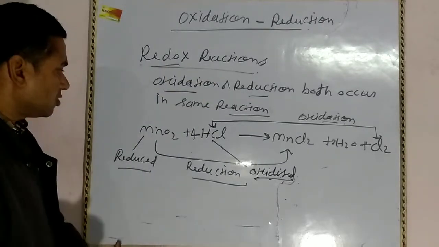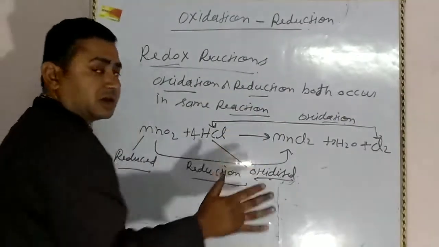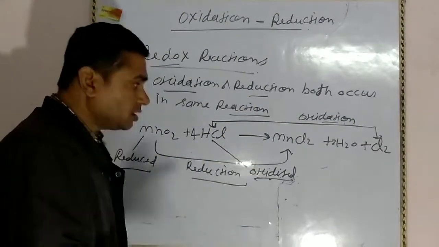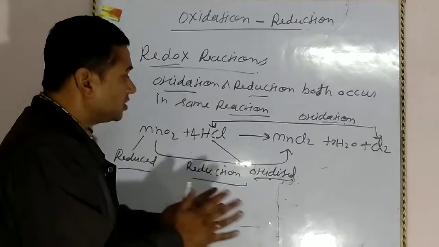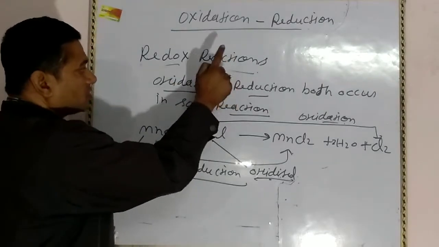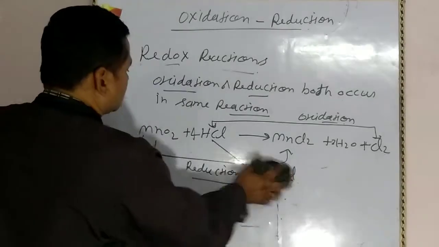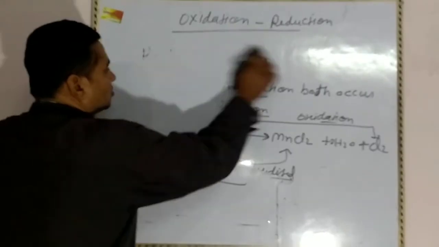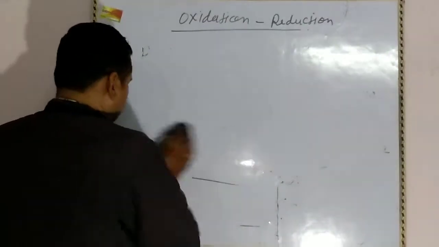Understood? No problem. Means oxidation and reduction both happening in one reaction. So that reaction in which both oxidation and reduction are happening is called redox reaction. Okay? Now we take some more terms related to oxidation and reduction.